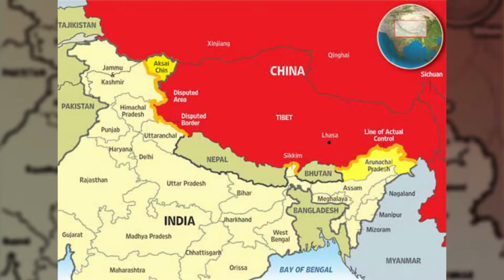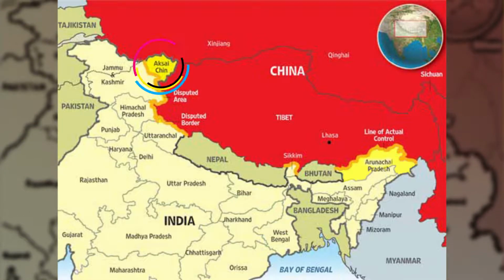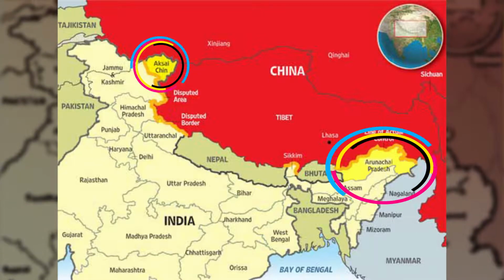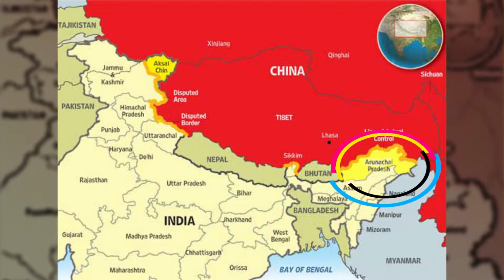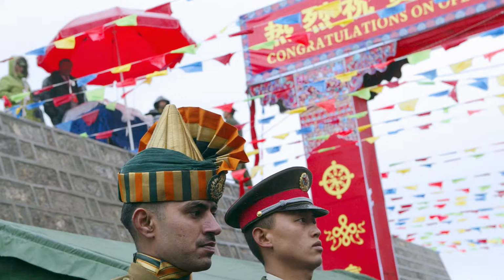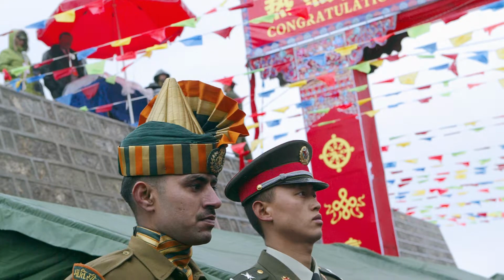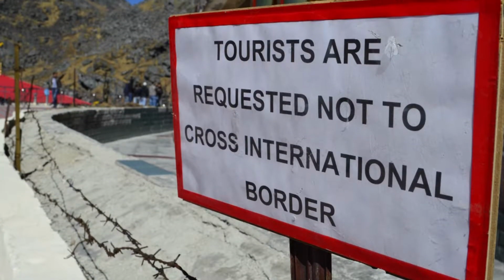India and China have disputes over the regions of Aksai Chin and the state of Arunachal Pradesh. These border disputes exist since 1947 when India gained independence from the British, who originally drew these borders, which China deems unacceptable.